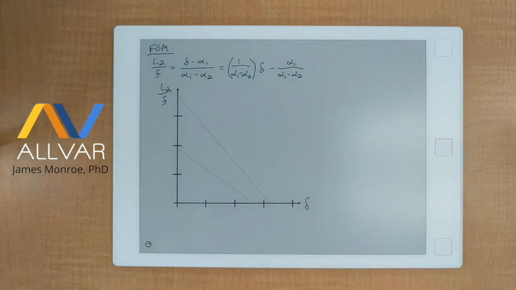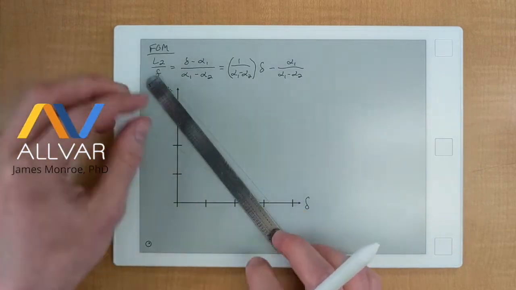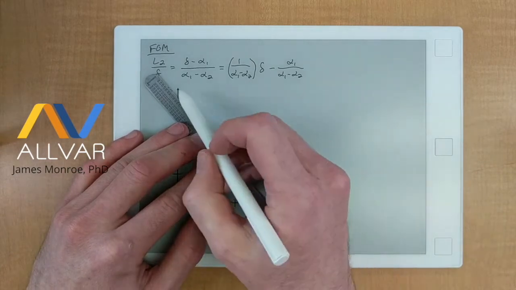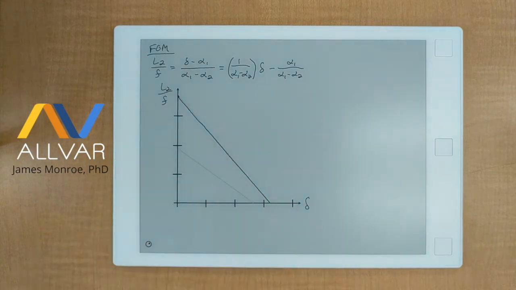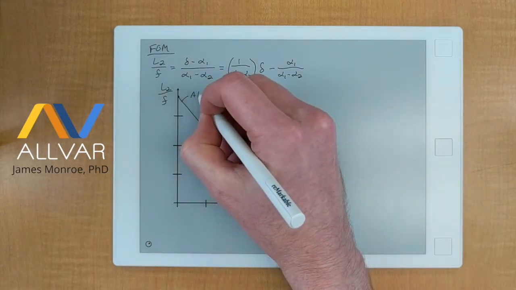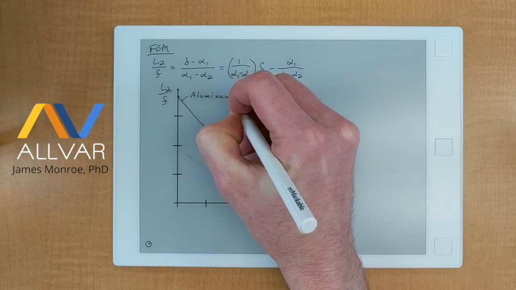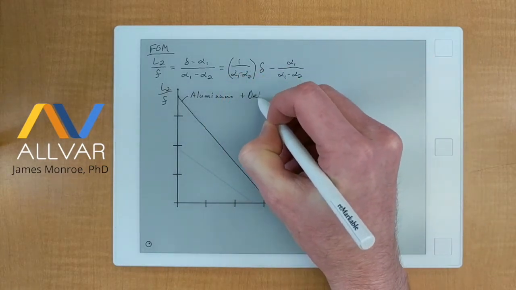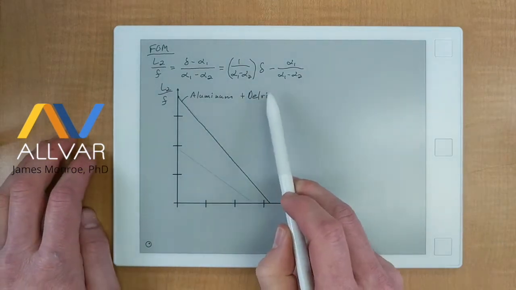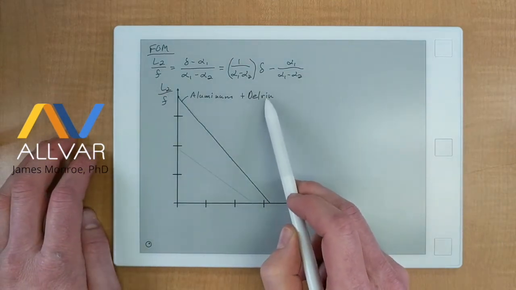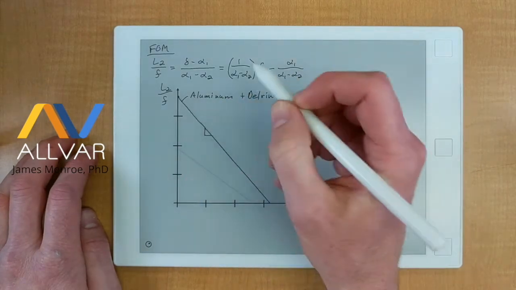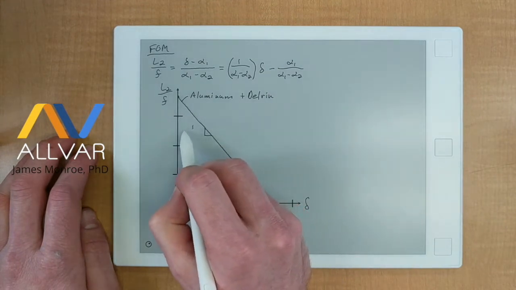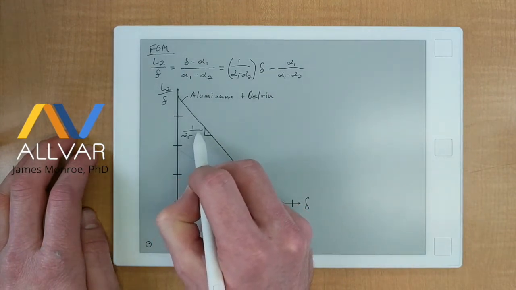And what you wind up seeing is the equation for a line. Now, this is actually real information from real data. And this would be the Aluminum-Delrin system. So alpha 2, or the inner housing, is Delrin, and alpha 1 is aluminum. And the slope of this line is equal to 1 divided by alpha 1 minus alpha 2.